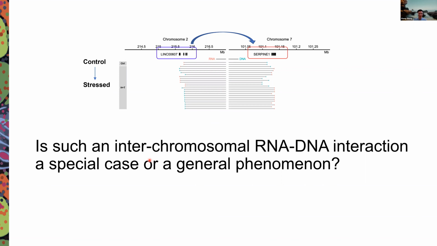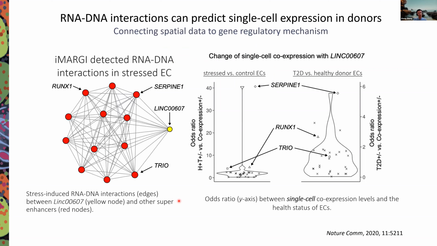We wish to ask, is this a special case or is this a general phenomenon? For that purpose, we used the same IMRG data to tease out all the other major targets of this lncRNA. We identified on the order of 10 other targets that were bound by the lncRNA in the dysfunctional endothelial cells.